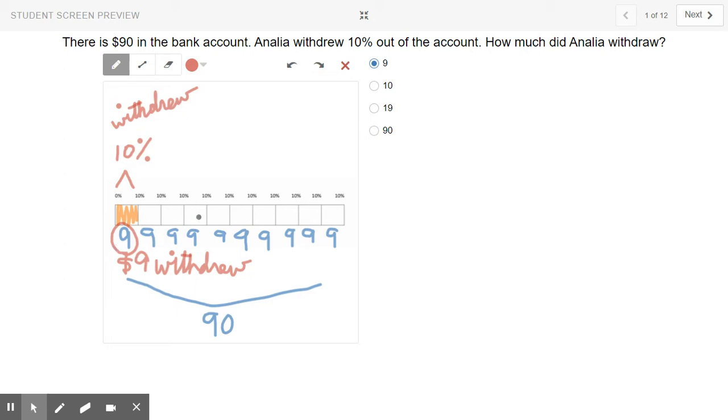And since Analia withdrew 10%, I shade one box to represent 10%, and that equals 9. So Analia withdrew $9.